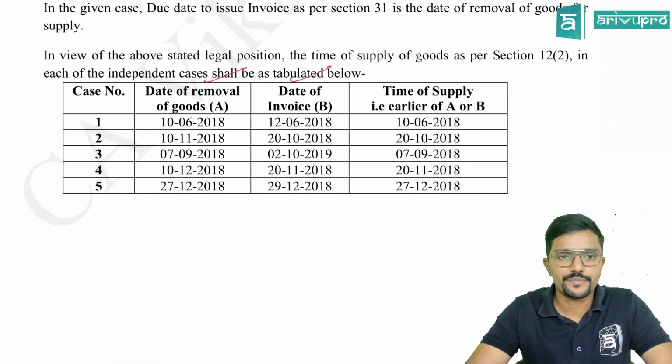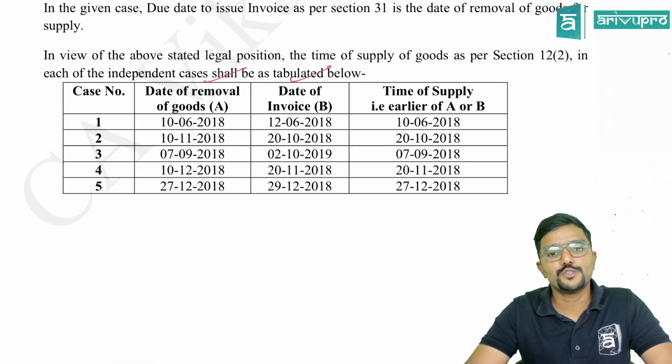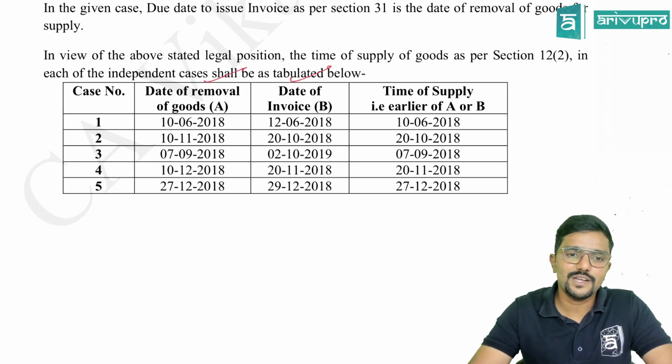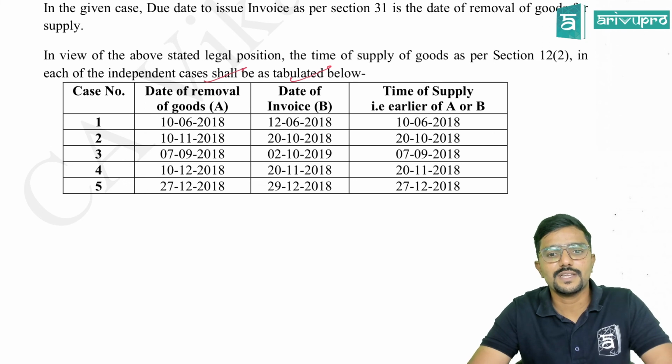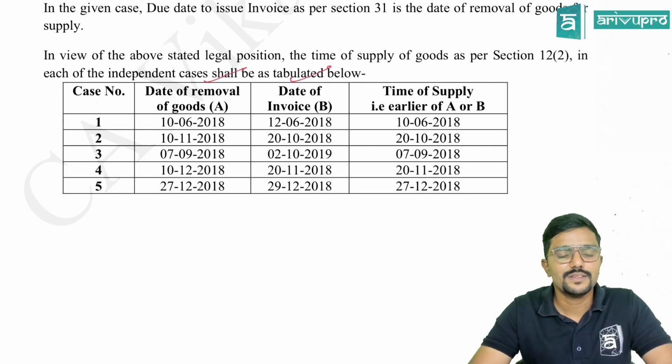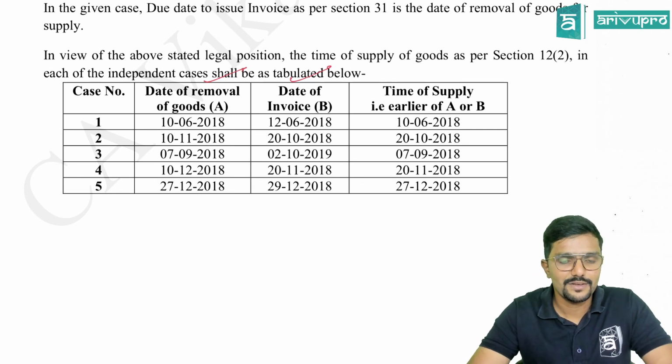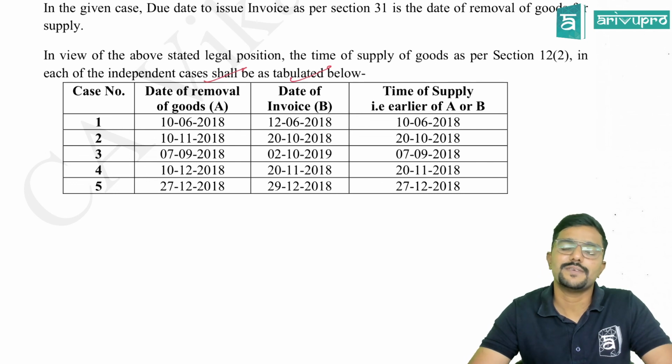First case, 10th June or 12th June, which is earlier? 10th June. Next, second case, 10th November or 20th October, which is earlier? 20th October. Then third case, 7th September or 2nd October, which is earlier? 7th September. Then 10th December or 20th November, 20th November. Then 27th December or 29th December, 27th December.